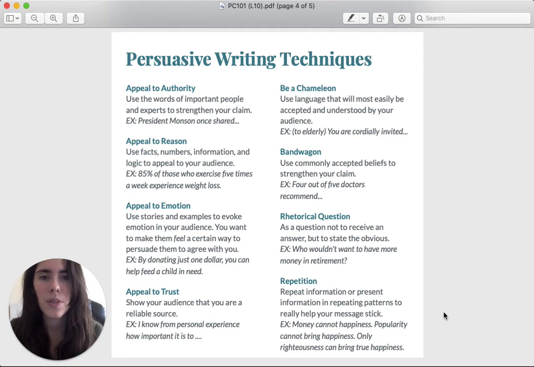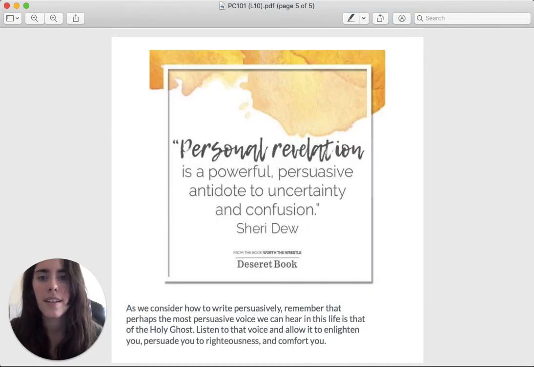And then real quickly, I just want to share with you a spiritual thought. This is a quote by Sherry Dew. She said, personal revelation is a powerful, persuasive antidote to uncertainty and confusion. Now, as we consider how to write persuasively this week, I want to encourage you to remember that perhaps the most persuasive voice we can hear in this life is that of the Holy Ghost. I hope that you will be able to listen to that voice and allow it to enlighten you, persuade you towards righteousness, and comfort you.